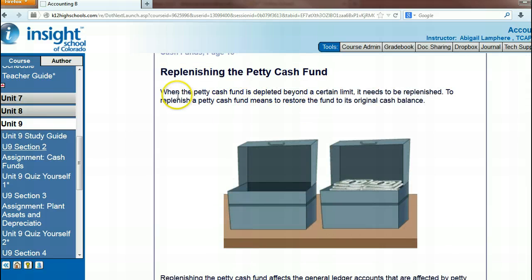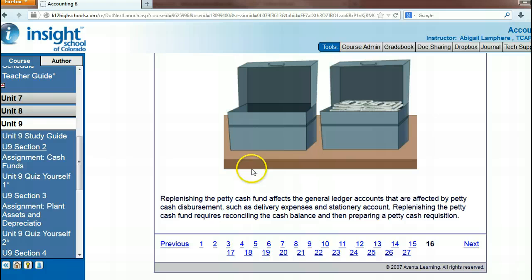Replenishing the petty cash fund. When the petty cash fund is depleted beyond a certain limit, so they set a limit, like maybe once it gets down to $50, they want to have it replenished. When it gets to that point, it needs to be replenished. To replenish a petty cash fund means to restore the fund to its original cash balance.